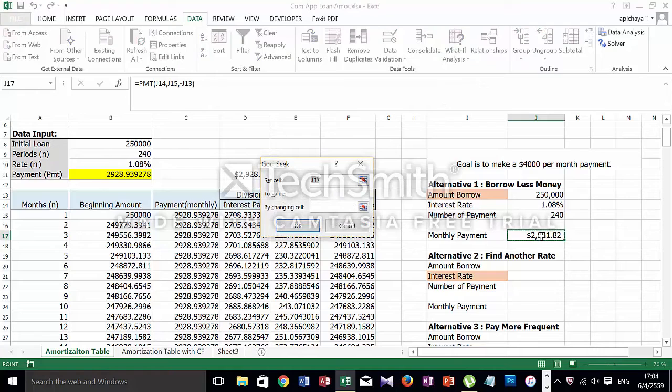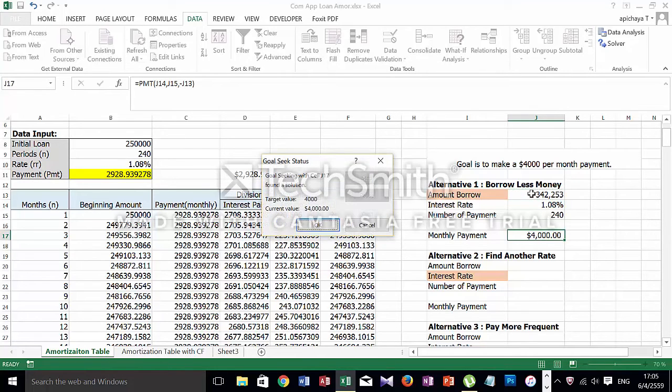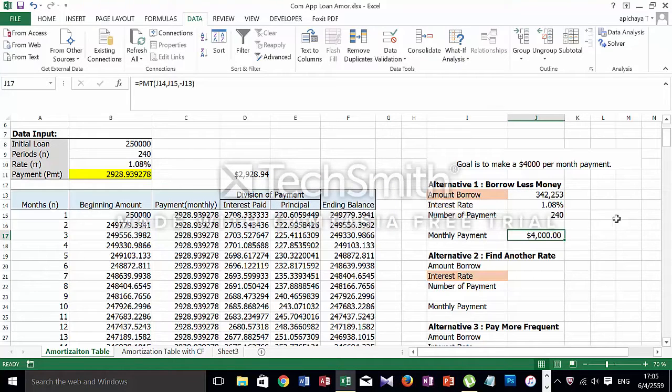Set J17 to 4,000 by changing the amount I could borrow. So as you can see, the maximum amount that I can borrow is $342,253.